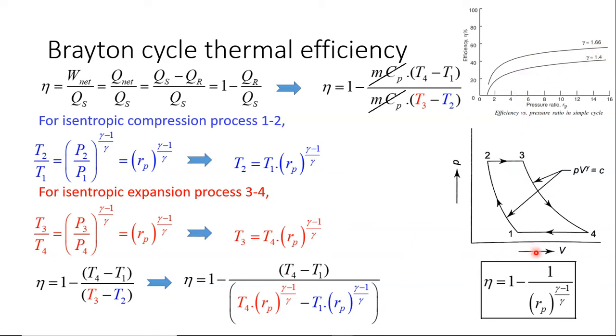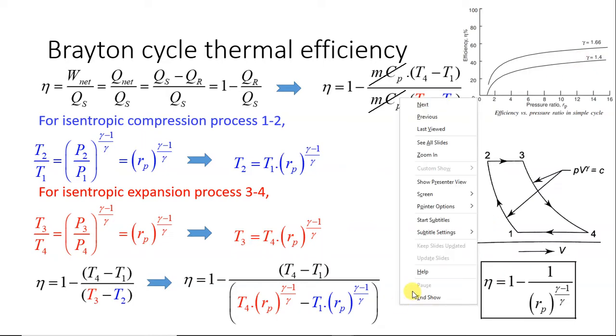Here you can see the efficiency depends on two things: the pressure ratio as well as the adiabatic index gamma. If gamma increases, then also here you can see the efficiency value is increasing. Now, just to help you understand a few things related to gamma, we'll see a table.